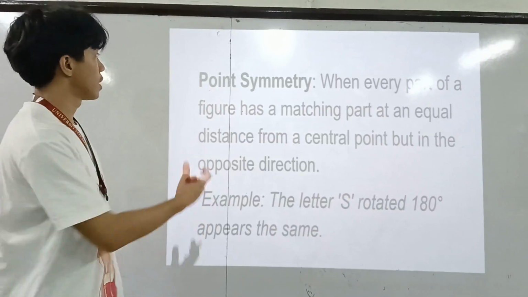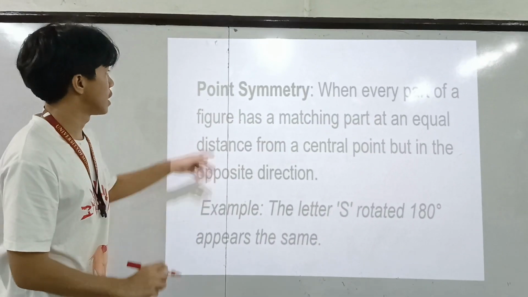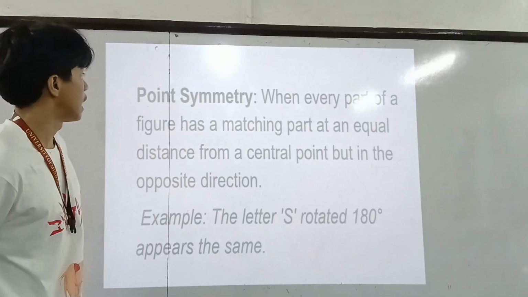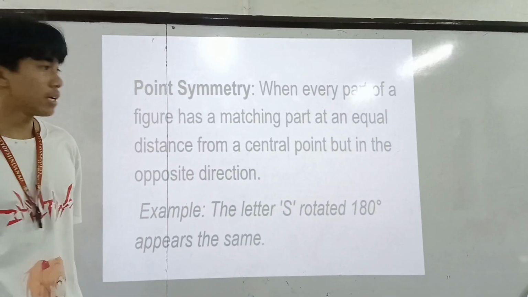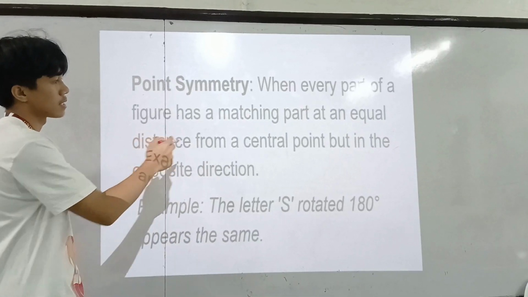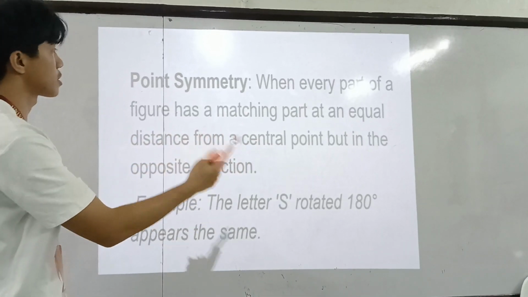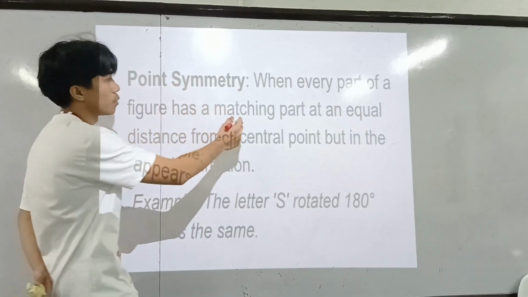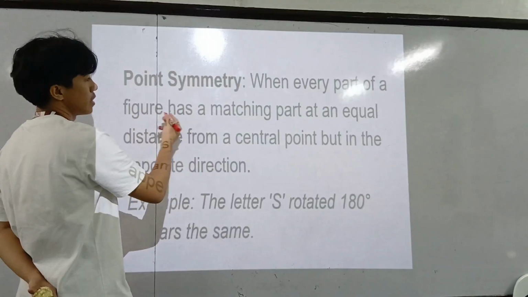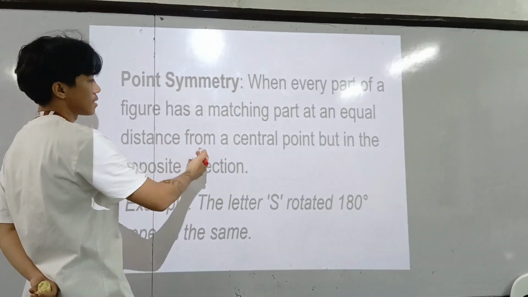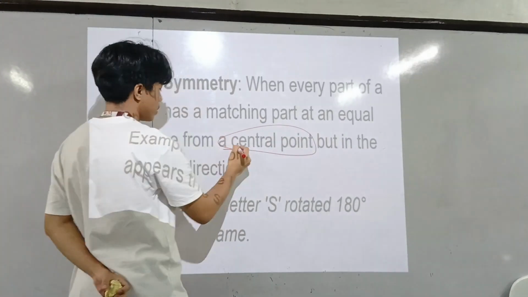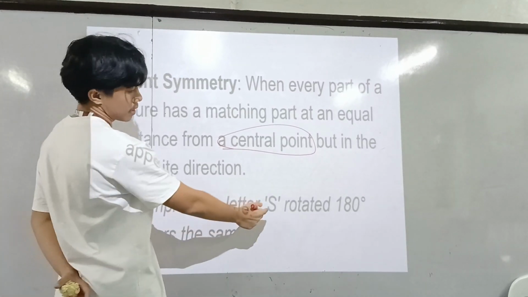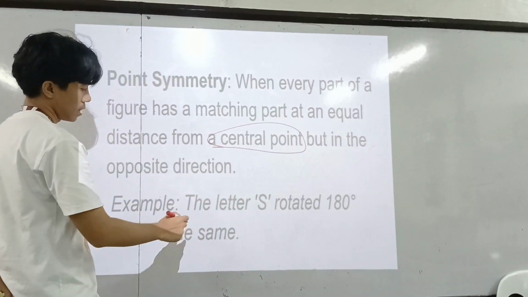So for our last type of symmetry, we have point symmetry. This is when every part of a figure has an imagined part at an equal distance from a certain central point but in the opposite direction. So we know it's point symmetry when every part of a figure has the imagined part at an equal distance from a central point. For example, the letter S rotated 180 degrees appears the same.